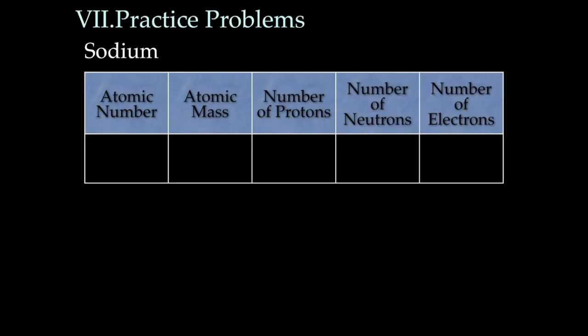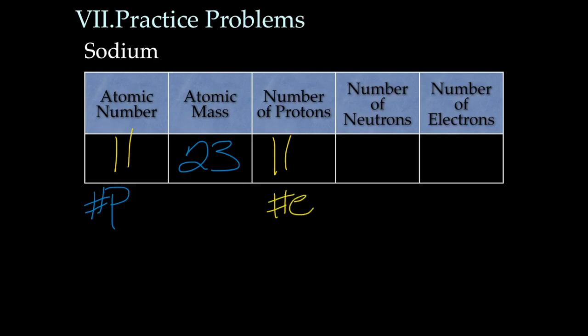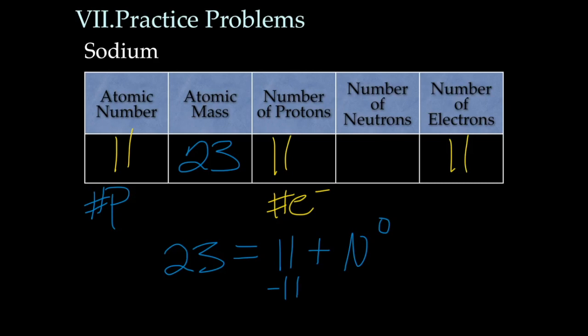Okay, so let's fill that information in. We have an atomic number of 11 and a mass of 23. So from there, being that we know the atomic number, if you remember, the atomic number is the number of protons. So that is going to be 11. And the number of protons also equals the number of electrons. So that will also be 11. And the number of neutrons is, the atomic mass equals the number of protons plus the number of neutrons. We'll subtract 11 on both sides, which gives us 12.